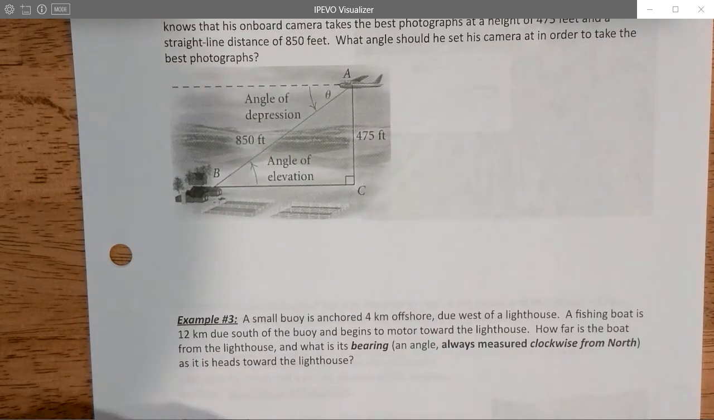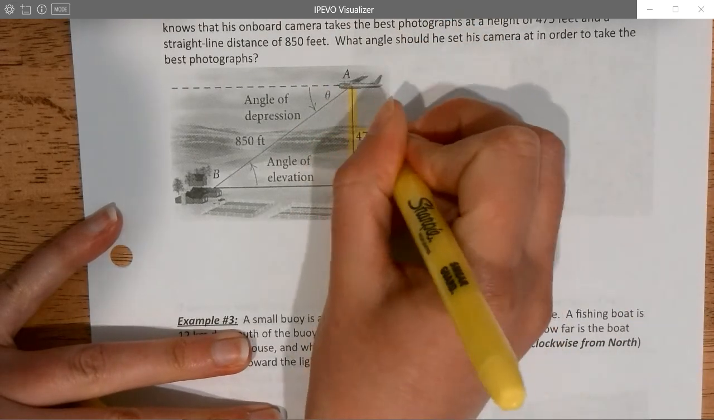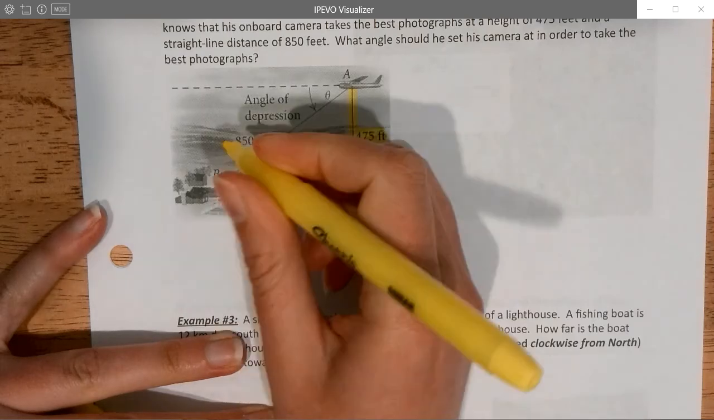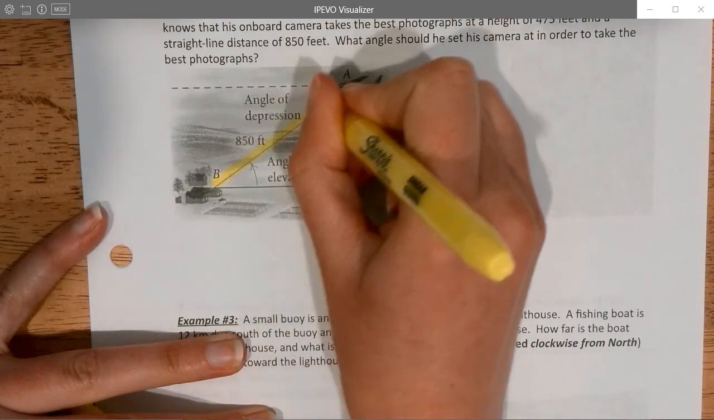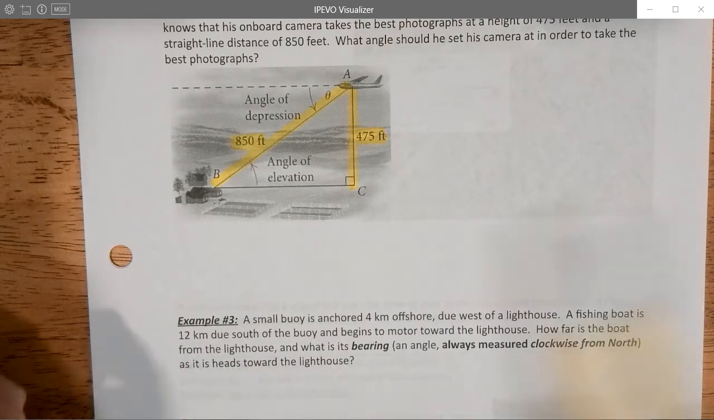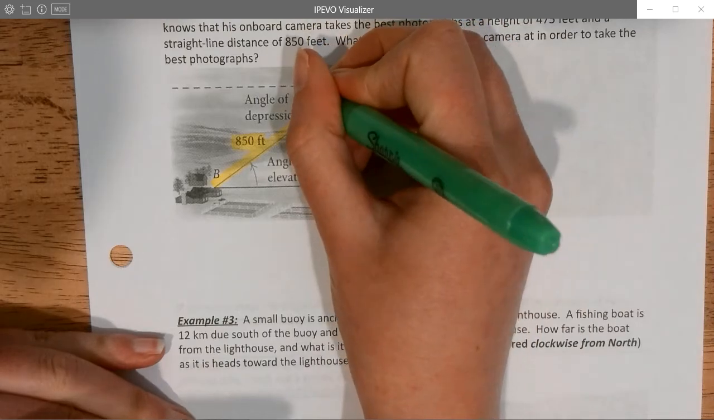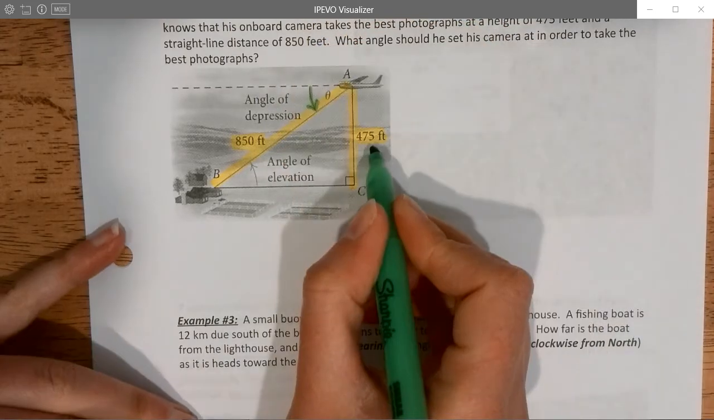Alright, I'm going to look at this picture. They've already drawn a picture for us, which is very helpful. I have noted here that the height the airplane is supposed to be at is 475 feet with a straight line, which is the in-the-air distance, of 850 feet. Now the angle that we're talking about here is the angle of depression. This is the angle that we're really concerned with, which is not actually in this triangle.